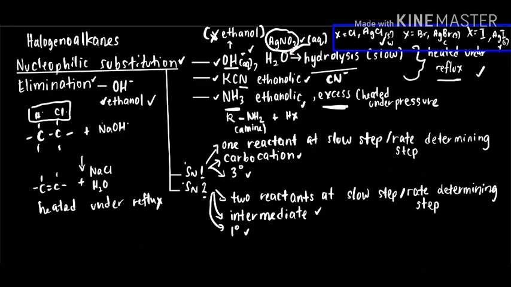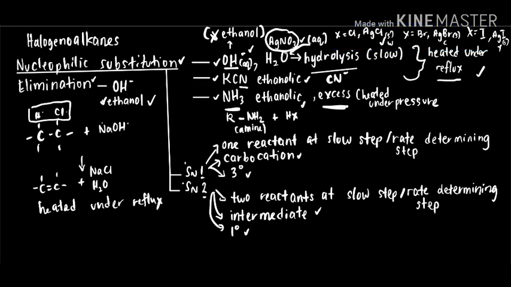If this X is going to be I, you are going to get silver iodide. Take note that they will have a solid precipitate over there. Each of these solid precipitates has its own color. The silver chloride is going to be white. The silver bromide is going to be cream, and silver iodide is going to be yellow.